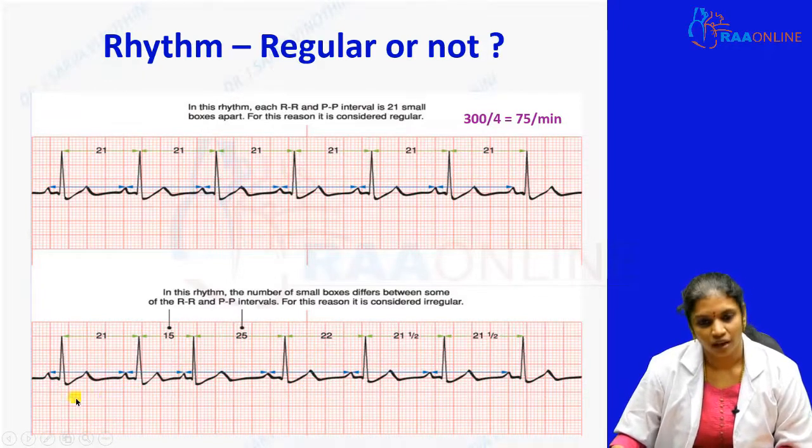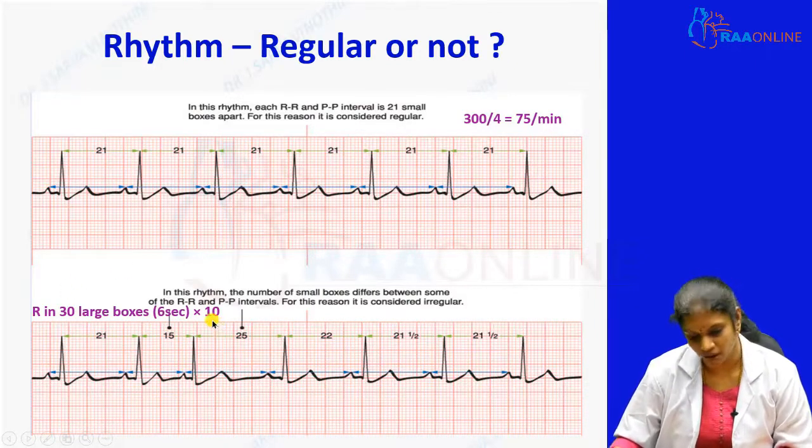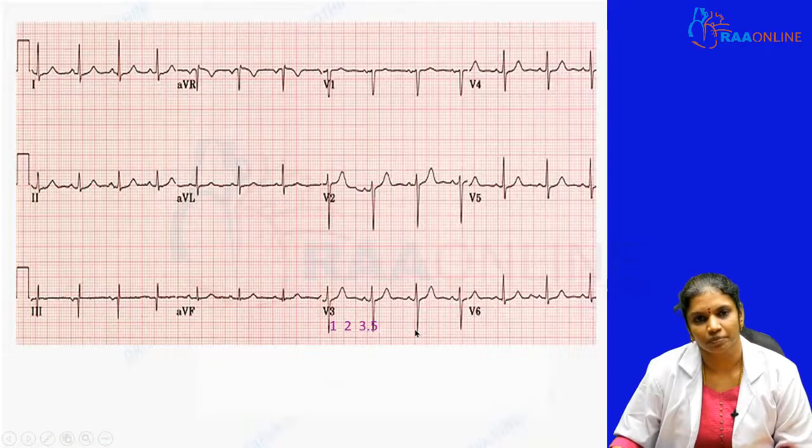In that case, we'll have to see the number of QRS complexes that are present over 6 seconds, that is over 30 large boxes, and we have to multiply that by 10 to get the mean heart rate. So in this case, we have 7 QRS complexes occurring over 6 seconds. So the rate is going to be 70 per minute.